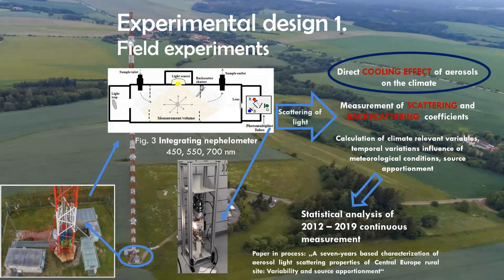It's a really easy instrument, which basically operates like this: we illuminate the particles, they scatter the light, and the light is detected by the detector at 3 different wavelengths: blue, green, and red. We obtain the scattering coefficient, which provides us information about the ability of particles to scatter in any angle. And then the backscattering coefficient, which provides information about scattering at more than 90 degrees, so back to the source of the light. From these, we can calculate other climate-relevant variables and thus have a wider insight into the direct cooling effect of aerosols on climate.